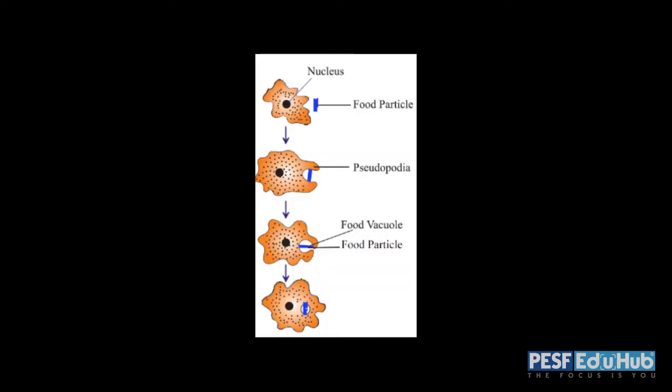See here the food particle that is marked in blue color. It is surrounded by the pseudopodia. The pseudopodia then form a food vacuole. Inside the food vacuole, digestion takes place.